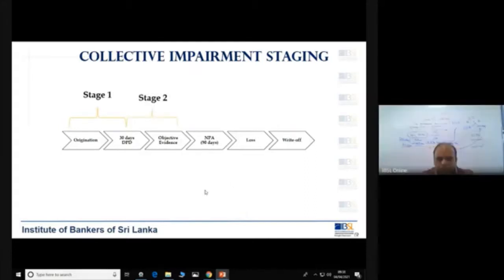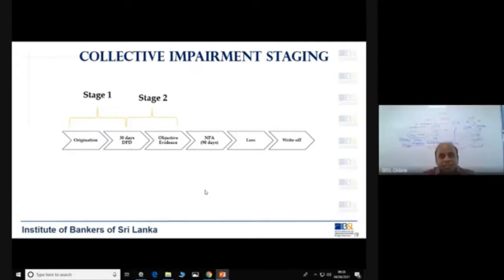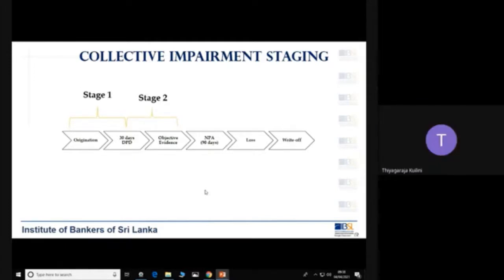Excuse me, sir. According to SLFRS 39, if we grant a loan to the customer, on the first day only we are calculating the stages? This is SLFRS 9, right? Yeah, under SLFRS 9. Now, under LKAS 39, I said it is the incurred loss model. Here we have to start from day 1 itself, which is the origination. Whether the customer pays or not, we have to start making provisions. Okay, thank you, sir.